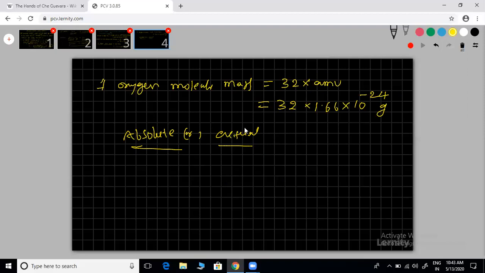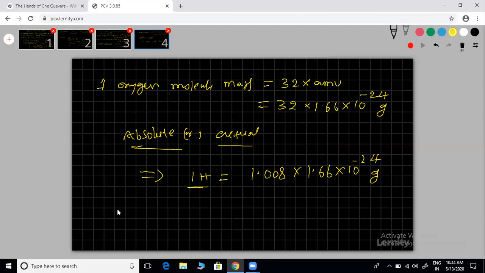In examinations, they will ask questions like: what is the absolute mass of one hydrogen atom? Then you can write that one hydrogen atom mass equals 1.008 into 1.66 into 10 power minus 24 grams. This is the absolute atomic mass of one hydrogen atom.